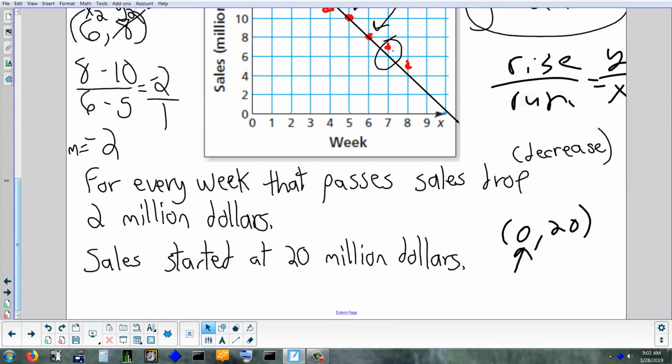So like Mr. Hager said, it's just going to explain a little bit when we ask you to do that. So make sure you put it in slope intercept, then make sure you explain yourself. All right? So to interpret your slope, because it's rise over run, for every week that passes, sales drop $2 million.